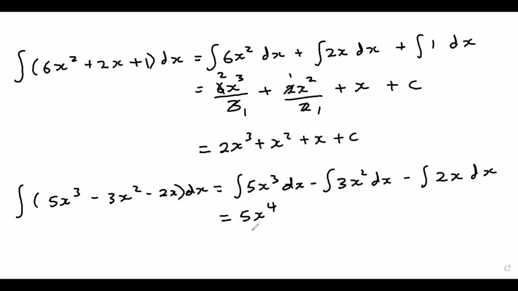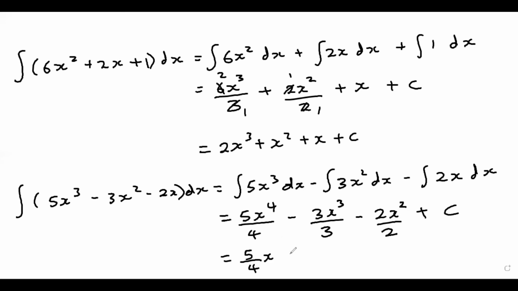So again, we add 1 to the power, so it will be 5x to the 4 divided by the new power, minus 3x squared plus 1, that's cubed, divided by the new power, minus 2x, add 1 to the power, squared, divided by 2, and then we add the constant term c. So 5 and 4 cannot cancel, so that will be 5 over 4, x to the 4, minus 3's cancel here, so that will be x cubed, 2's will cancel here, that would be x squared, plus c.